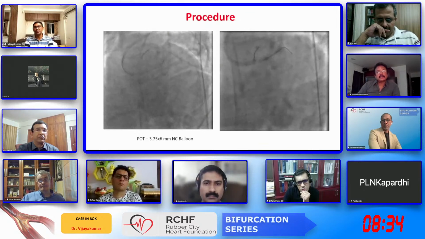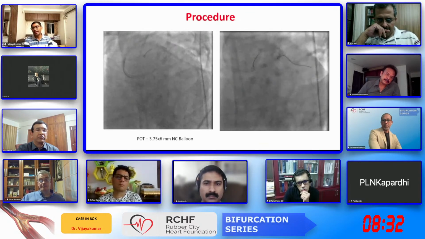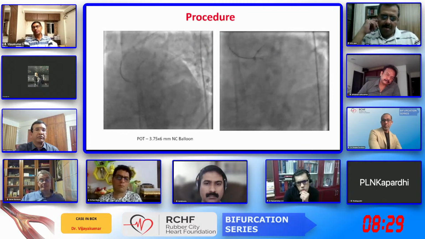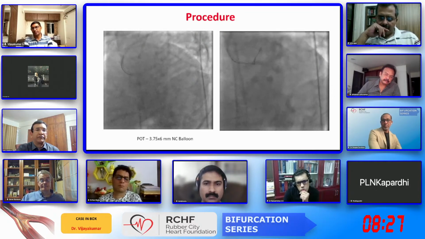Again, you have to be very careful that you don't cross behind your struts. That is where you have a bad area at the carina. So that should be avoided.